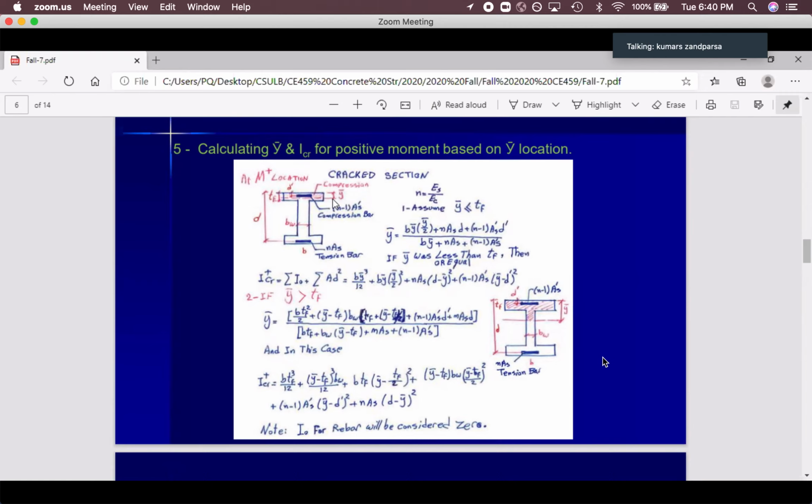If the positive one is less than tf, keep going and find I crack from this equation. If it was greater than tf, go and restart all over again from here, recalculate y bar and find the correct y bar, and then I crack from this equation. Clear? Clear, Professor. Perfect. So that's it for today.